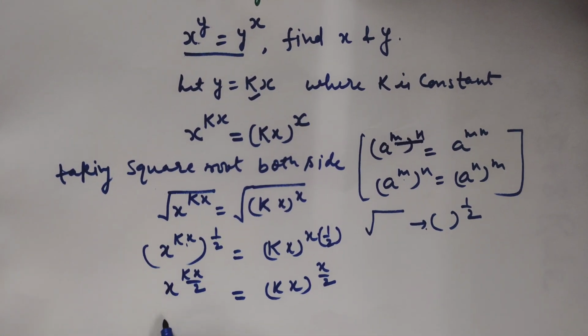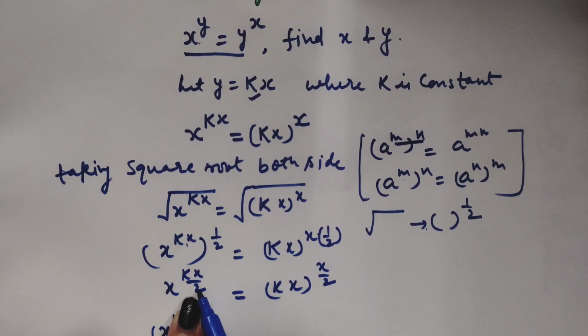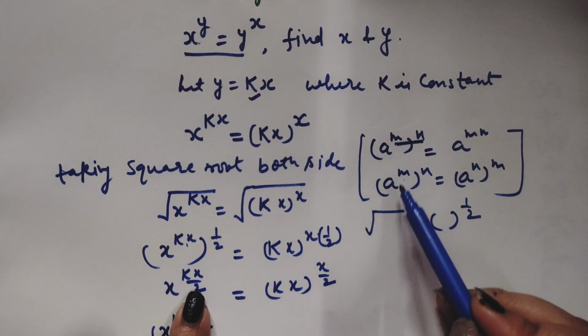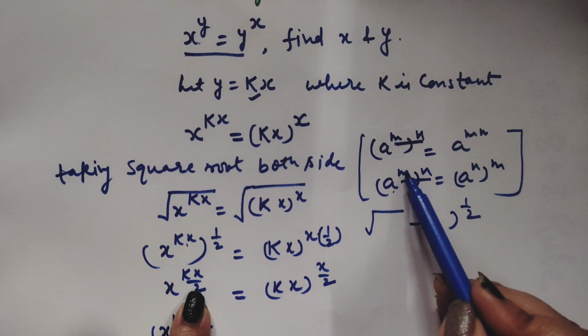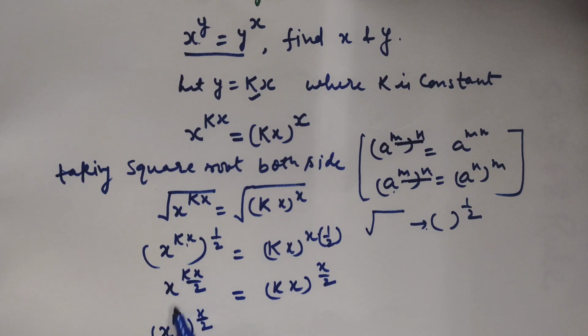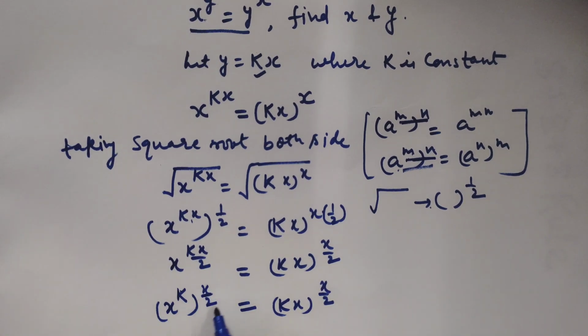Now we use the law (a^m)^n again, exchanging the powers: k goes inside and x/2 goes outside. So we have (x^k) whole power x/2 equals kx whole power x/2, as it is.